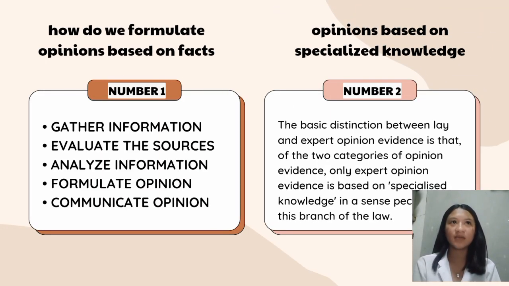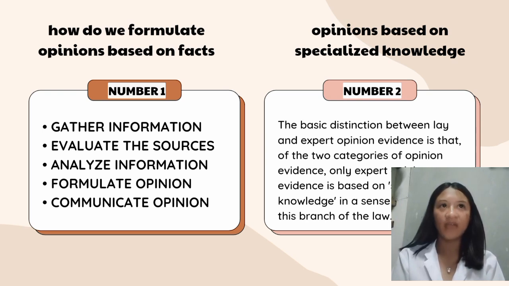How do we establish opinions based on facts? Establishing opinions based on facts involves a process of critical thinking, analysis, and evaluation. Here are some steps you can take to build an opinion based on facts. Number 1. Gather information. Collect data and information from credible sources such as academic papers, research studies, and reputable news outlets. Ensure that the sources are reliable and reputable.